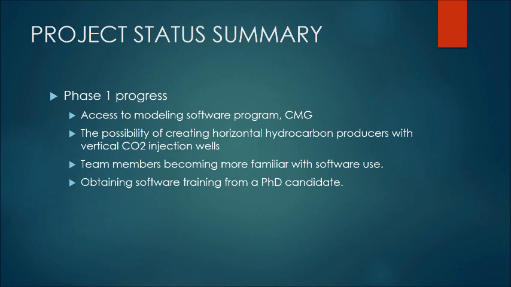My name is Owen Boaitey. Phase 1 of the project is to form a project management plan and collect data required for experimental lab work. We have completed 80% of Phase 1 tasks, which include getting access to Computer Modeling Group (CMG) software, how to obtain homogeneous and heterogeneous well modeling files in CMG, the possibility of creating horizontal hydrocarbon producers with vertical CO2 injection wells has been cleared, meaning well files can be created to simulate GAGD.